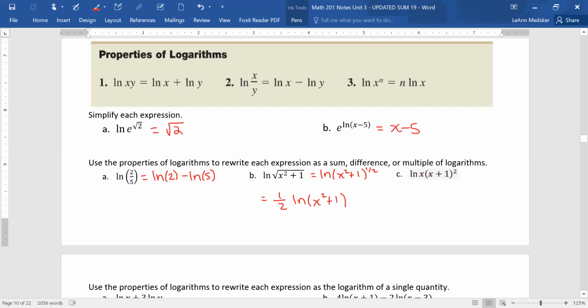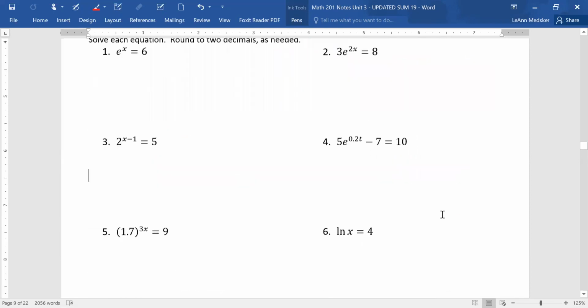And then this one, there's multiplication that I want to split up first. So that would be natural log of x plus a natural log of x plus 1 squared. Put an extra parentheses around that. And then we can pull that 2 to the front. And again, I can't do anything with the x plus 1 inside the logarithm. Okay, so that is for 4.4. That is the pre-video for that one.